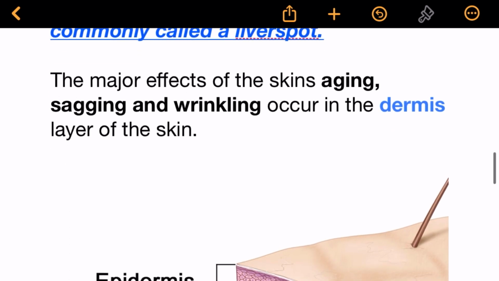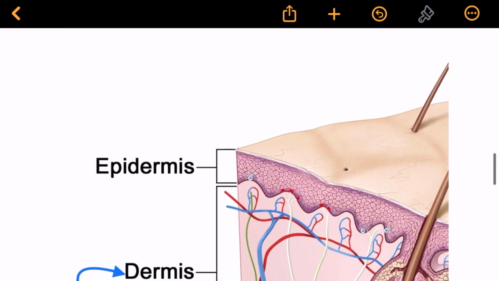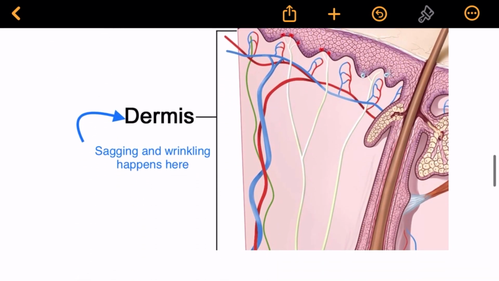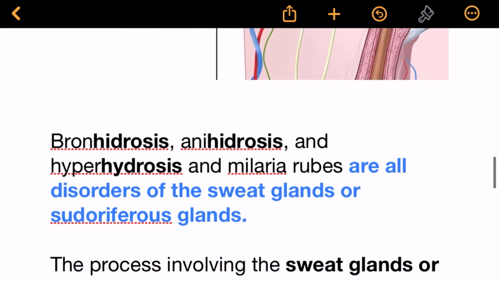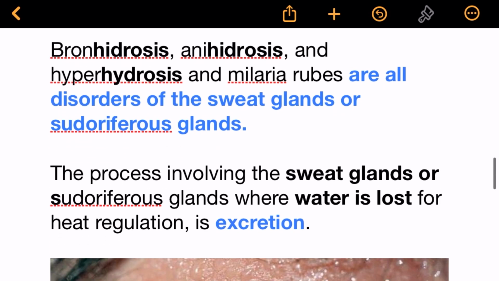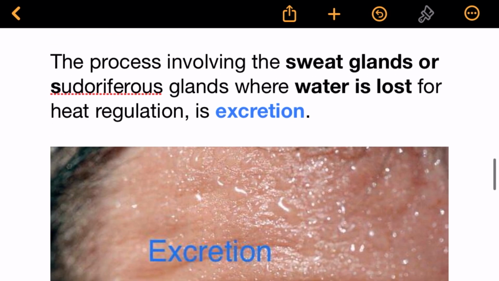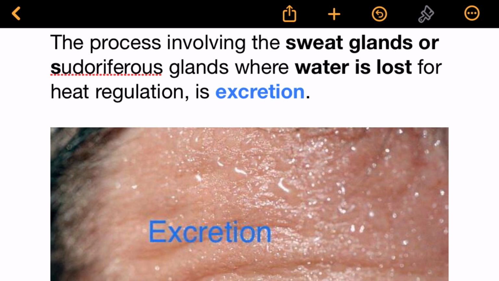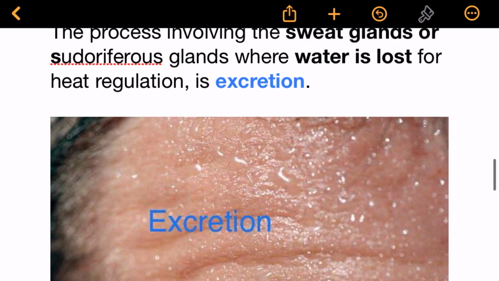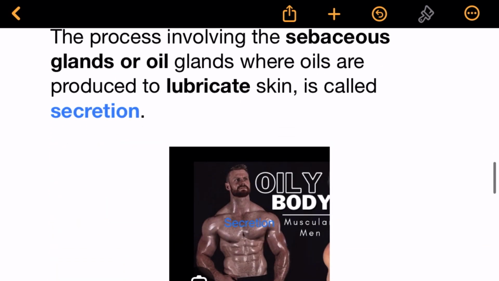The major effects of the skin's aging, sagging, and wrinkling occur in the dermis layer of the skin. Bromhidrosis, anhidrosis, hyperhidrosis and miliaria rubra are all disorders of the sweat glands or sudoriferous glands. The process involving the sweat glands or sudoriferous glands where water is lost for heat regulation is excretion. The process involving the sebaceous glands or oil glands where oils are produced to lubricate skin is called secretion.